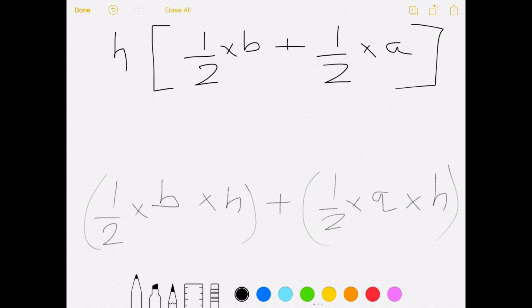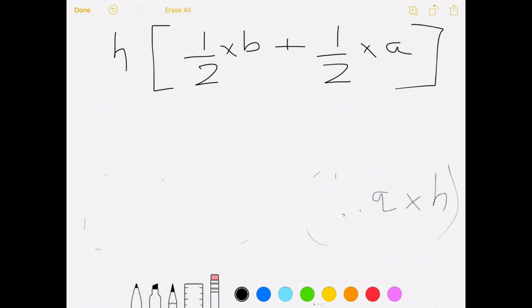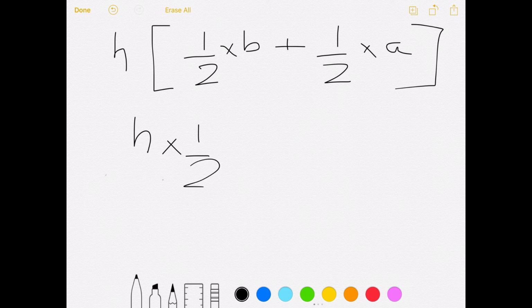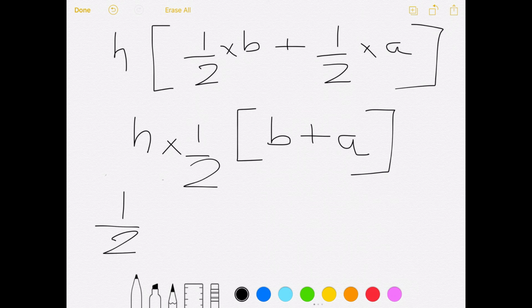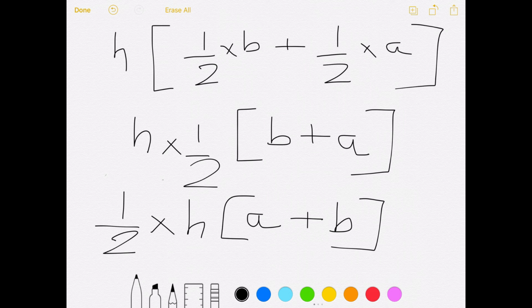Still, can you see anything common? Yes, there is half still common in both the brackets. So let us again take half as common. So H multiplied by 1 upon 2, what remains is B plus A. Now let us rearrange it in the formula that we always remember, that is half multiplied by the height, in the bracket the sum of the parallel sides. This is the area of a trapezium, right?